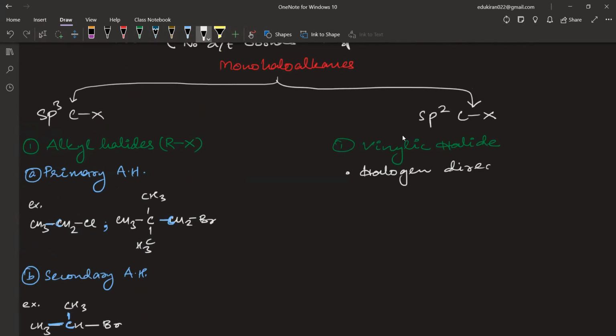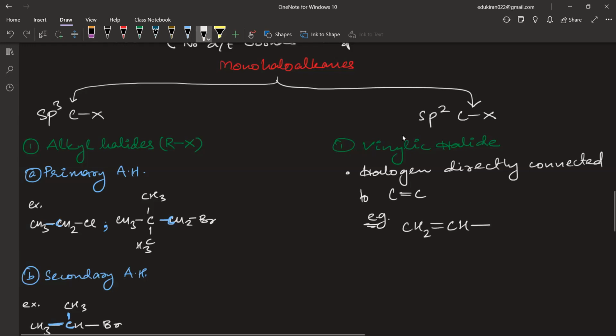Halogen directly connected to carbon double bond carbon. That means you have carbon double bond carbon, CH2 double bond CH. Now this is directly connected to what? A halogen atom, let us say X. So this will be an example. Now the important point to look at here is, in the vinylic halide, there are lone pairs like this. Now this lone pair can take part in resonance, and you will be getting two resonating structures like this.